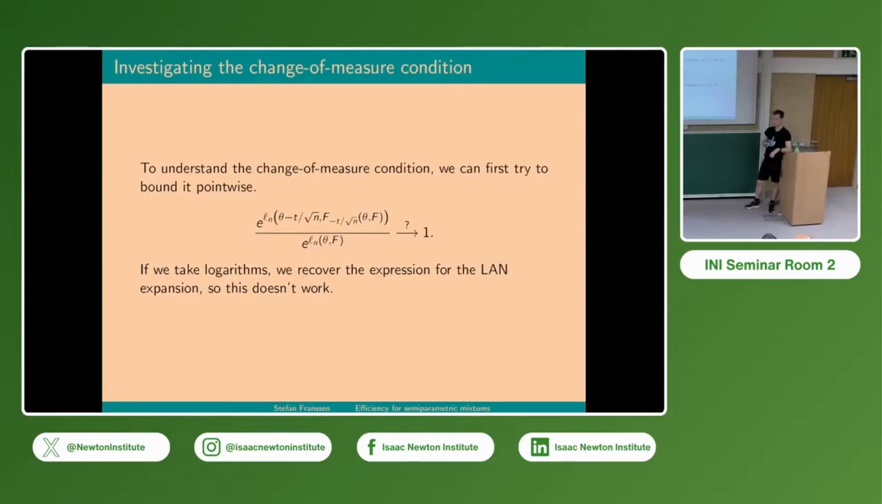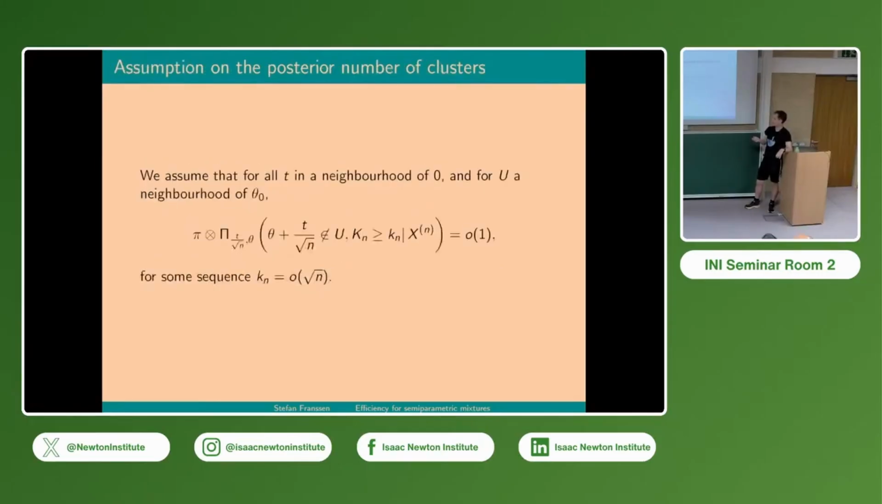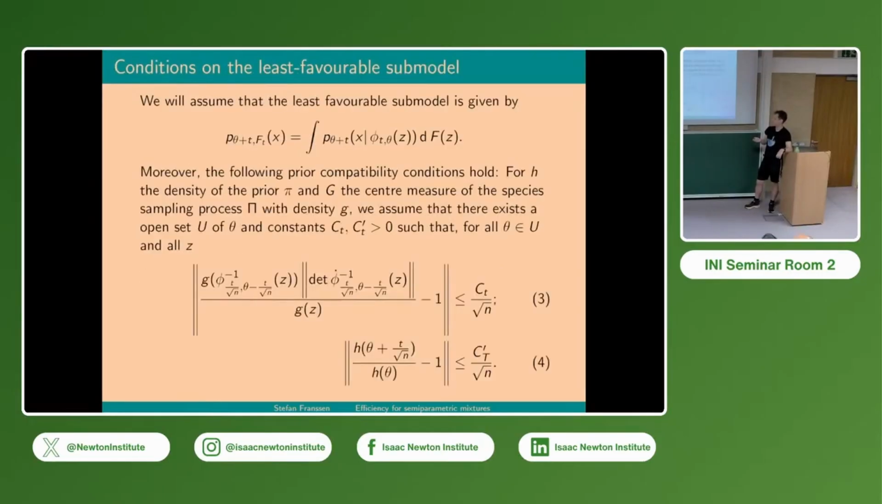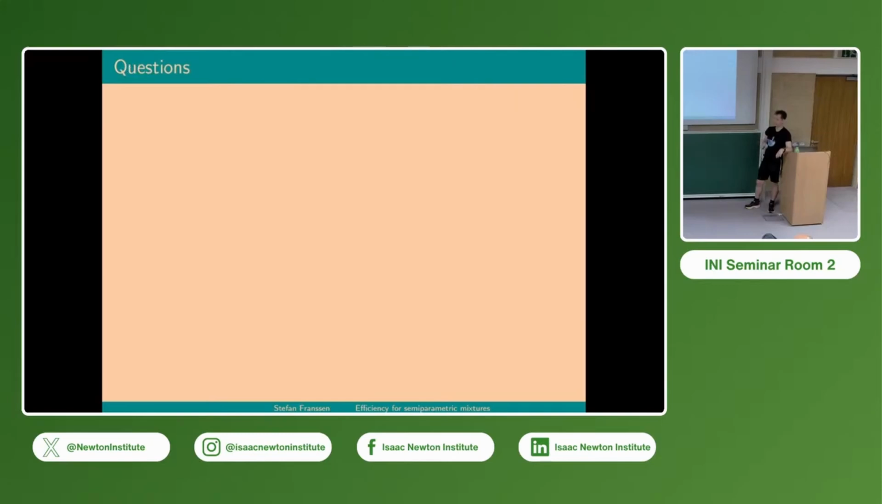Okay, so that's the intuition that you want. And then you have a whole bunch of assumptions that you need to make such that you can actually write it as sort of changing variables.